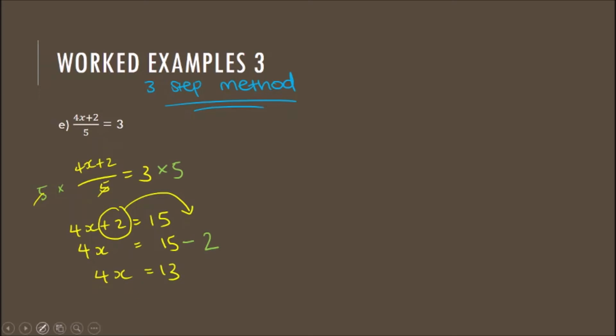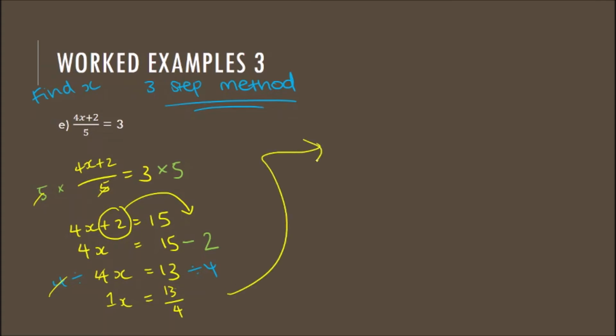Now, how do I get rid of 4? Well, I just divide, because I'm trying to find x. You're trying to find x. You're not trying to find 4x. You're just trying to find x by itself. So now that I've cancelled that out, because 4 divided by 4 is 1x, what is that as a fraction if I can't divide 4 into 13? Well, it's 13 over 4.